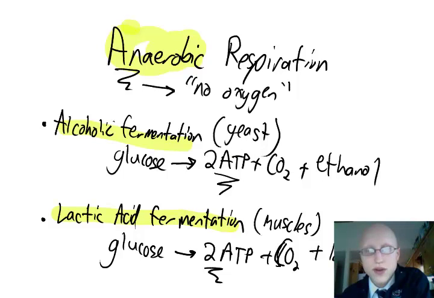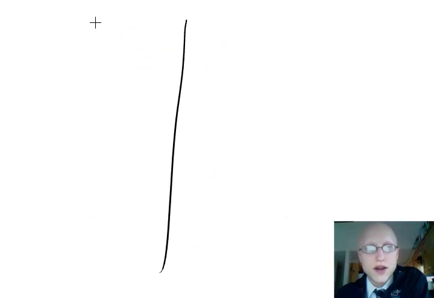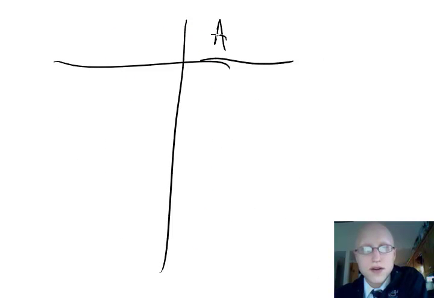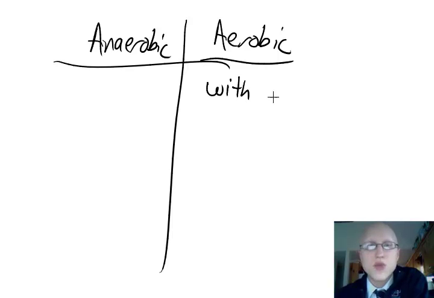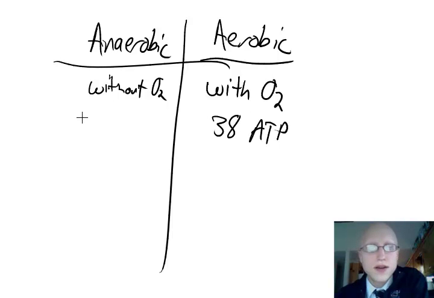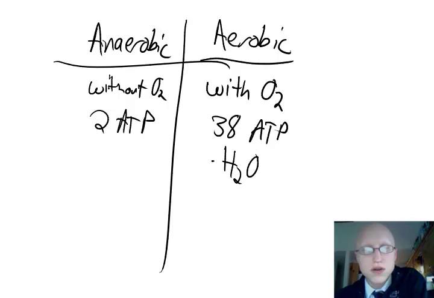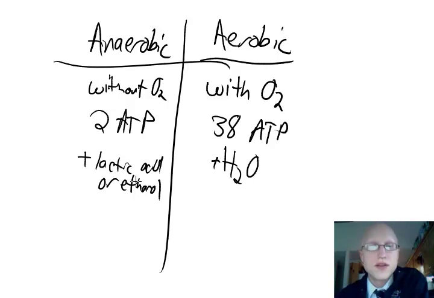So if we were to look at a real quick chart of these two together, we'd have aerobic over here on the right, anaerobic on the left. Aerobic is with oxygen, anaerobic is without oxygen. Aerobic is 38 ATP, anaerobic is 2 ATP. And aerobic also makes H2O. This has plus lactic acid or ethanol, depending on the type. So lactic acid fermentation or alcoholic fermentation.